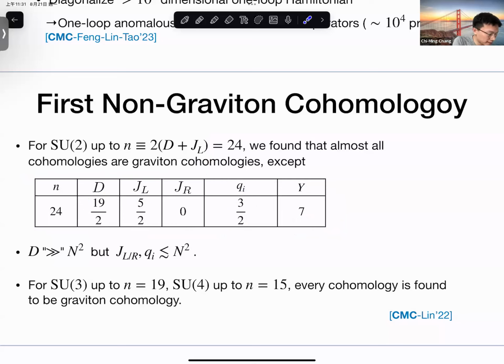You can see that the dimension is much larger than N squared, but these angular momentum and charges are roughly of order N squared. This is kind of expected, because we know the black hole will show up roughly when the charges are of order N squared. We also tried SU(3) and SU(4) up to some level, but for all these cases, we do not find any non-graviton cohomology.